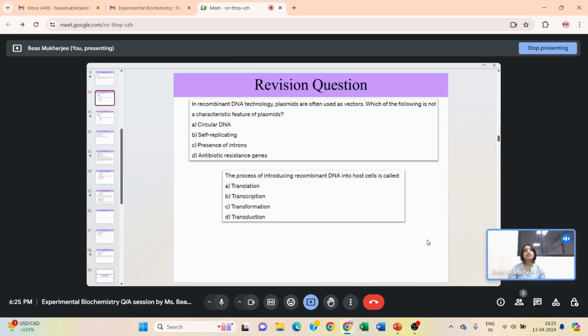The process of introducing recombinant DNA into the host cells is called translation, transcription, transformation and transduction. So the only option possible here is transformation.